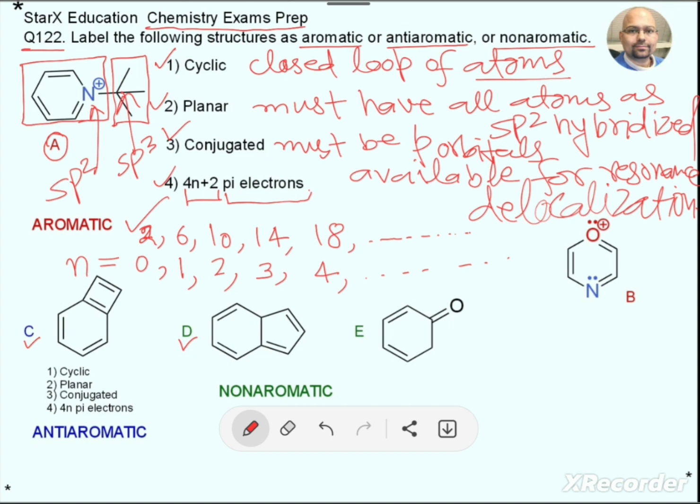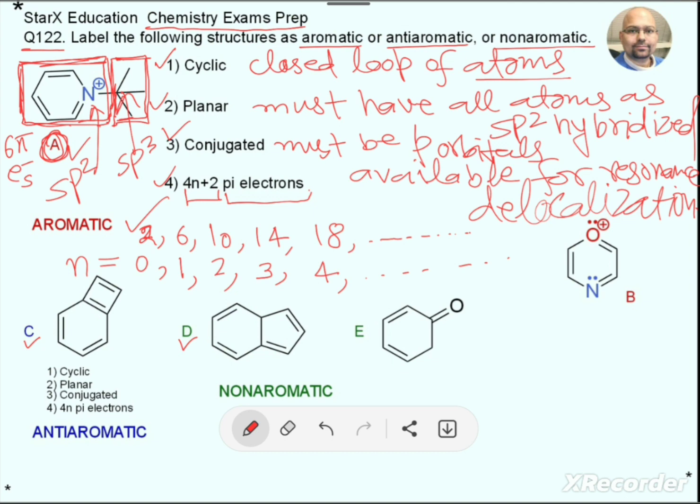And the part of the molecule that is this aliphatic part is not flat, but we don't need it to be flat, because that can be three-dimensional. The only part that needs to be flat is the part that is taking part in the aromaticity. So species A fulfills all four criteria. It is cyclic, planar, conjugated, and has 4n plus 2 pi electrons. In this case, it has 6 pi electrons. Therefore, species A is aromatic.